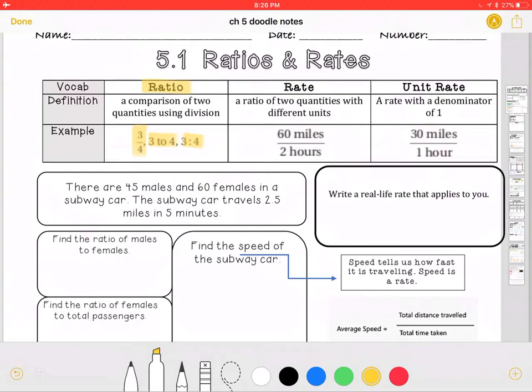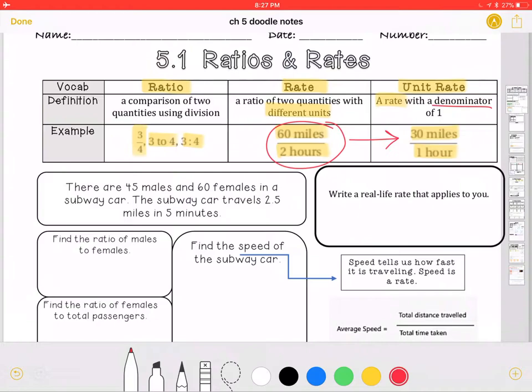A rate is a ratio, but the two quantities have different units. So the ratio is 60 to 20 here, but it's 60 miles for every 2 hours. So there's specific units and they're different. And then there's a unit rate. That's a rate, but the denominator is 1. So it's basically when you simplify a rate. So it would be 30 miles per hour. And we took that just from here. If it's 60 miles in 2 hours, the unit rate would be 30 miles in 1 hour. But it's the denominator that we're looking to be 1.